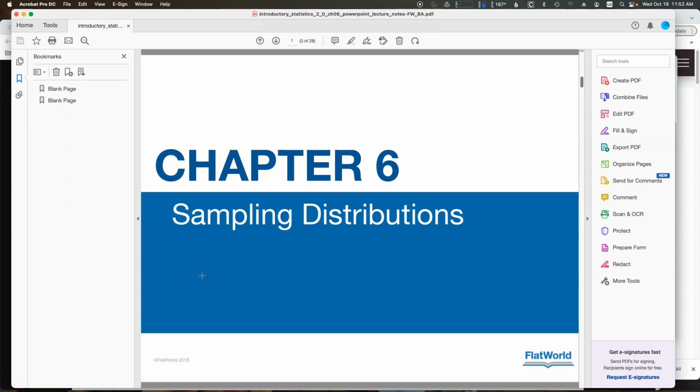In this chapter, we're going to look at sampling distributions. The whole purpose of sampling distributions is that typically we're taking a sample of a larger population. And essentially what we want to know is what is the distribution of various values based on those samples.